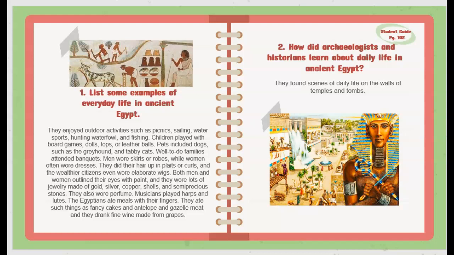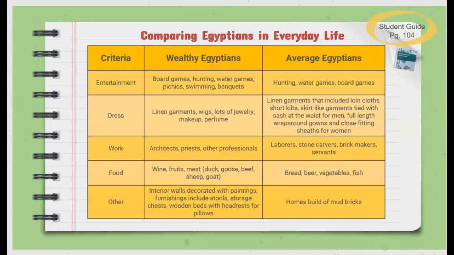Question number 2. How did archaeologists and historians learn about daily life in ancient Egypt? They found scenes of daily life on the walls of temples and tombs. Comparing Egyptians in everyday life. So you can go ahead and pause this and fill in this chart in your student guide on page 104. So entertainment, dress, work, food, and then other. And then you can compare and look at the difference between the wealthy Egyptians and the average Egyptians.